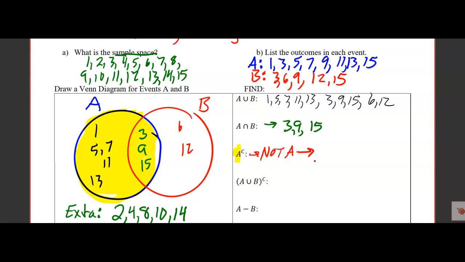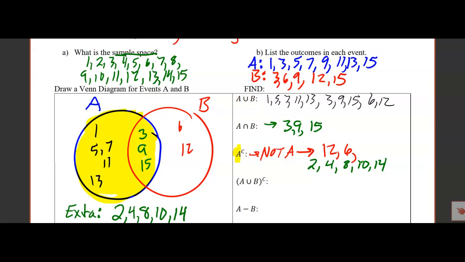12 and 6. Okay, so I've got 12, I've got 6. And if you're being really, really awesome, you also noticed it could be these numbers as well. Doesn't it say everything that is not in A? The complement of A, A^C, means everything that is not in A.